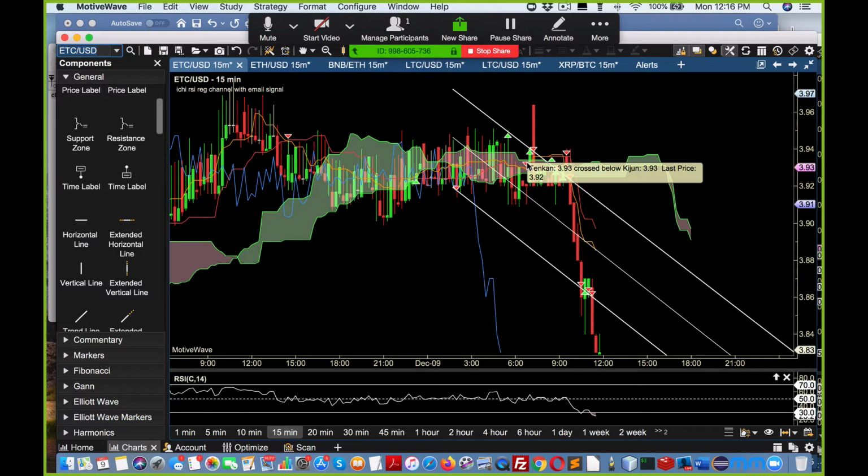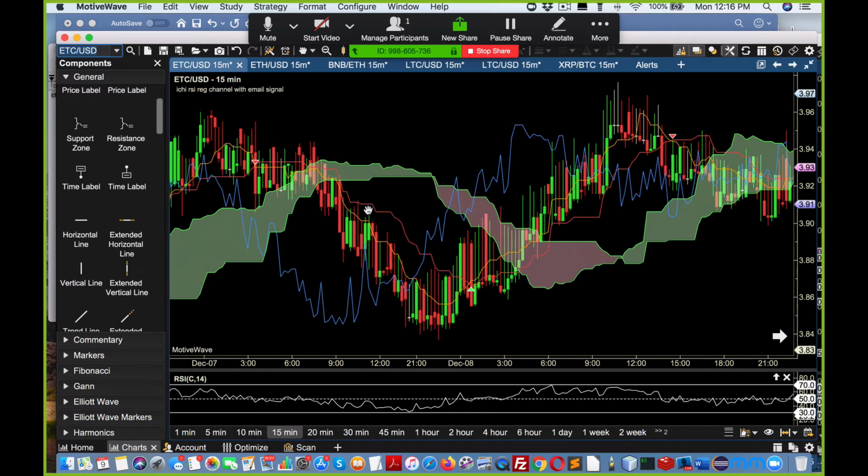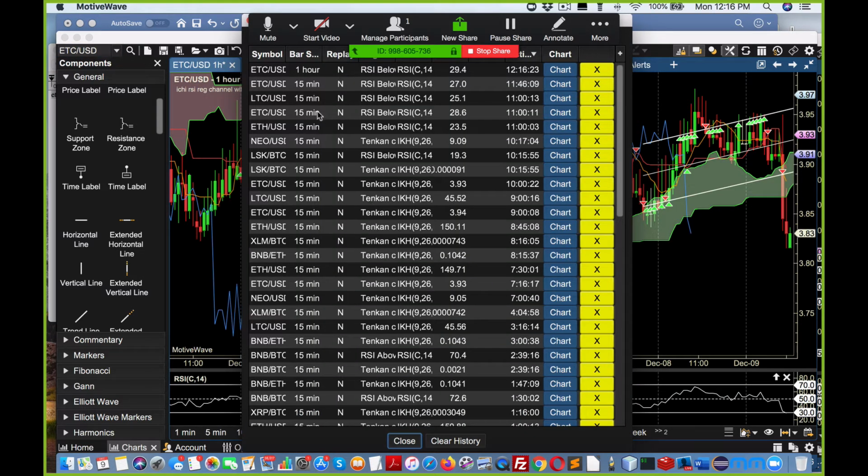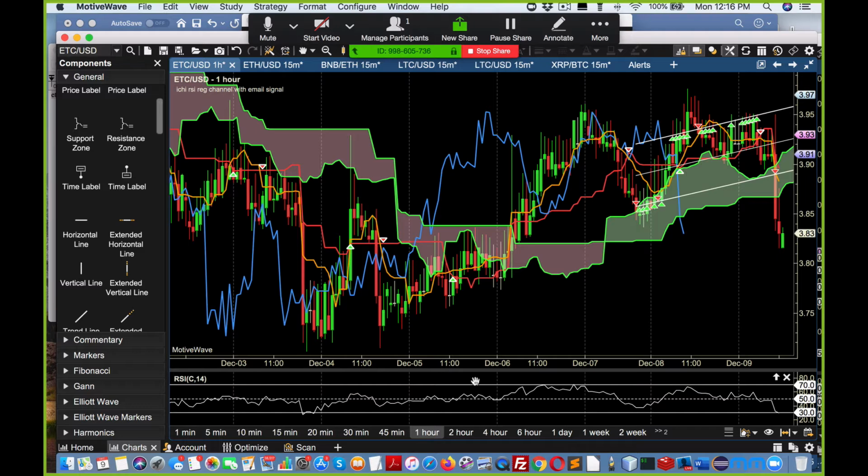So maybe, just maybe, 3.92. So it was a slight loss there. Okay, either way, it's not too good. But if I was to look at 1 hour, see if there's another alert here. So this one is Ethereum Classic, RSI below. So let me just go back to that. So that's affecting this guy right here. So I'll go back to the 15-minute.